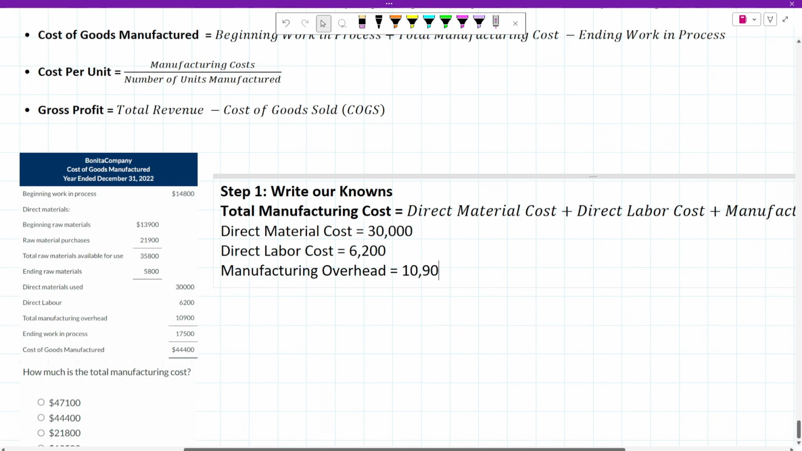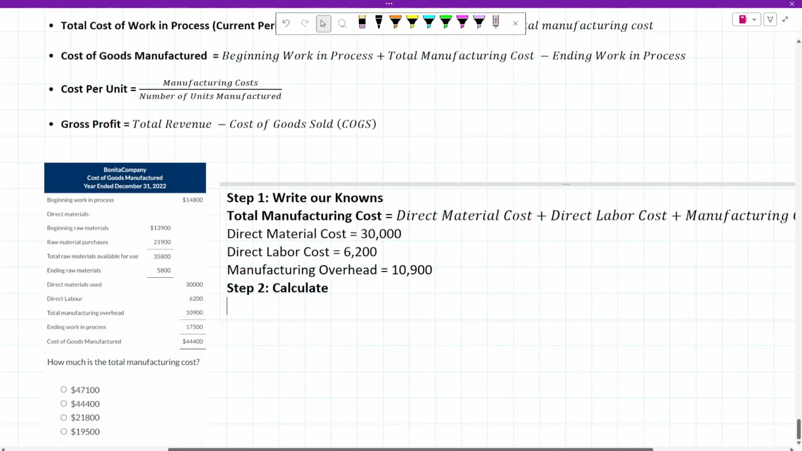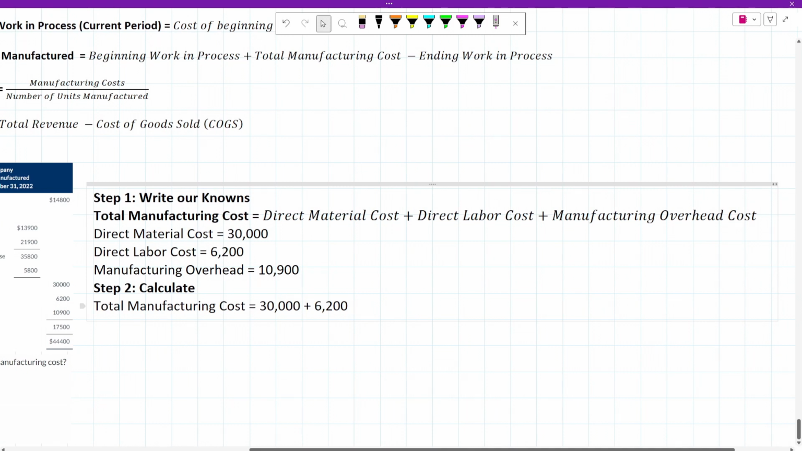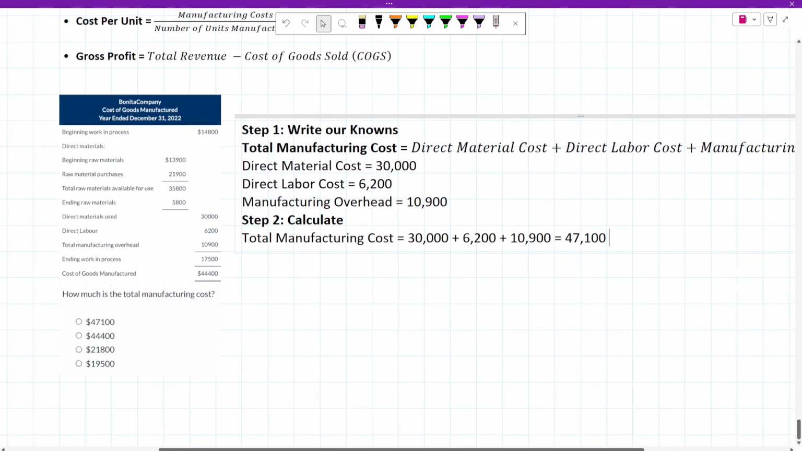So let's write down our knowns. Now this brings us to step 2, which is to calculate. Now we have the 3 knowns to calculate our total manufacturing cost. So we can do that right now. Let me write that out. So direct material cost is equal to 30,000. Direct labor cost is equal to 6,200. And manufacturing overhead cost is equal to 10,900. And if you do an equal sign, 47,100. So that's how much our manufacturing cost is.